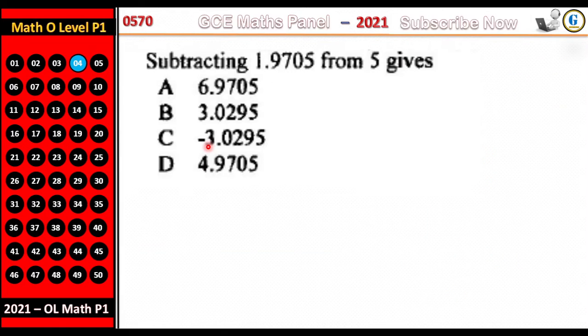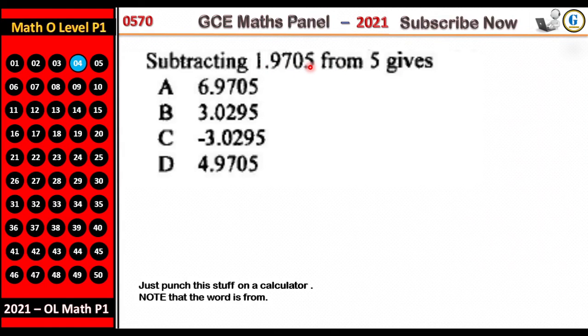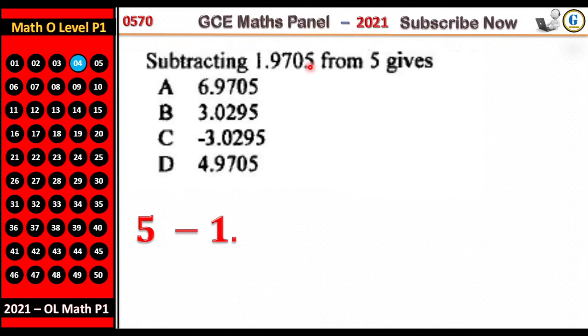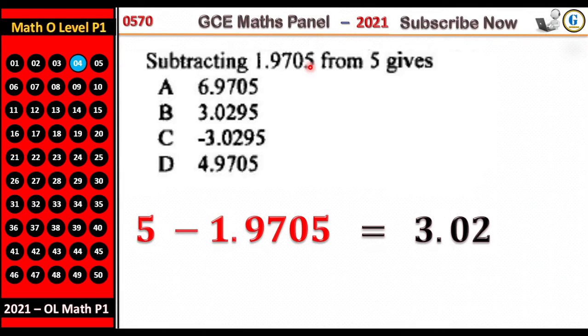Question 4. Subtracting 1.9705 from 5. Subtracting from means 5 minus this number. Just punch the stuff on your calculator, and this will give us 5 minus 1.9705, and that equals 3.0295. Our key is B.